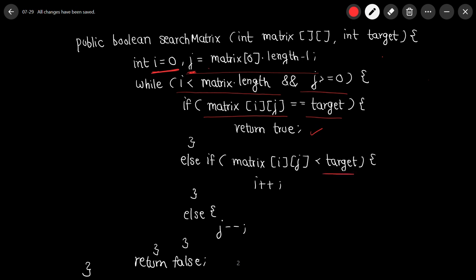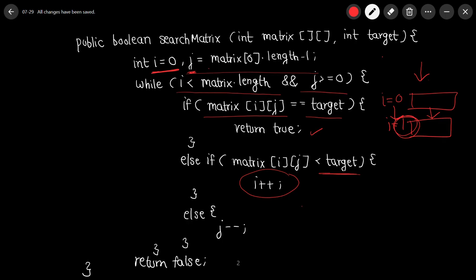Otherwise, if our target is greater, as I discussed in the case where our target was greater, we move downwards. So downwards means we need to increase our row number. Suppose you were at this row and we need to go to this row. So we need to increase the row number. Then only we can go to the lower row, right? So that's why if our target is greater, that means we need to go bottom. So that's why I increase the row number.